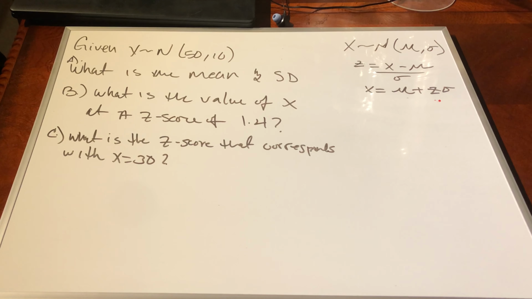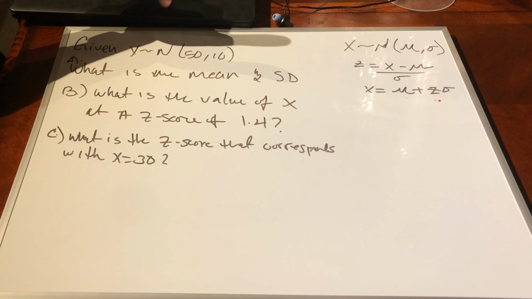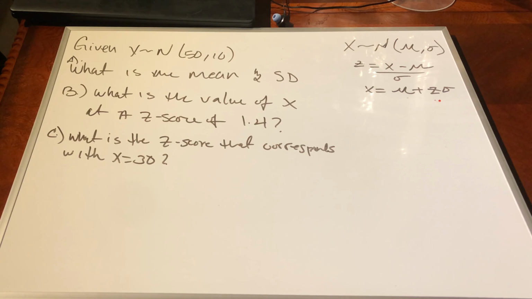Based on this information given, it's saying that given x of n, where your local points there are 50 and 10, that is your set point. A, what is the mean and what is your standard deviation? B, what is the value of x at a z-score of 1.4? And then C, what is the z-score that corresponds with the x value of 30? Now, it sounds difficult, but it's really not that bad. The first one's actually really easy.